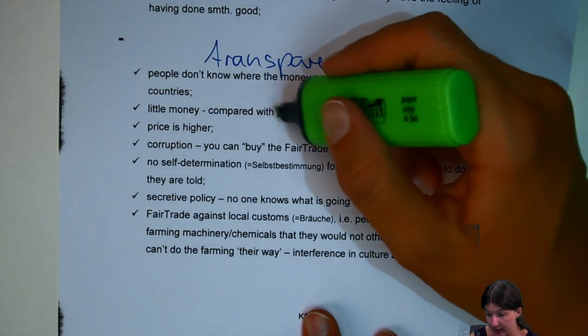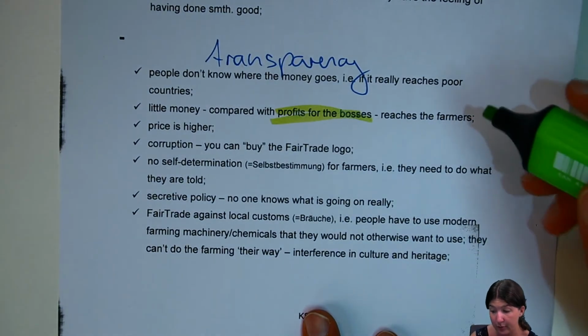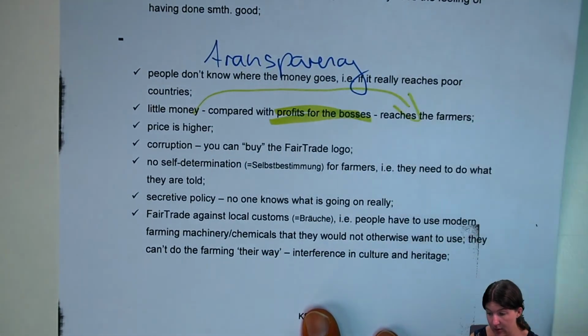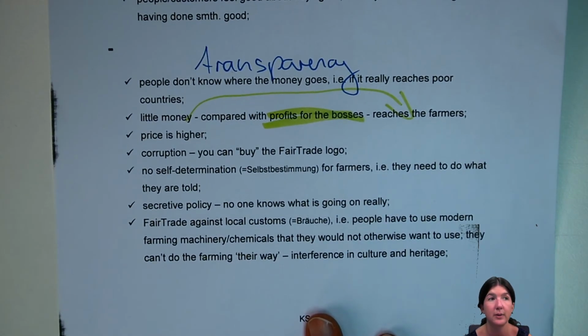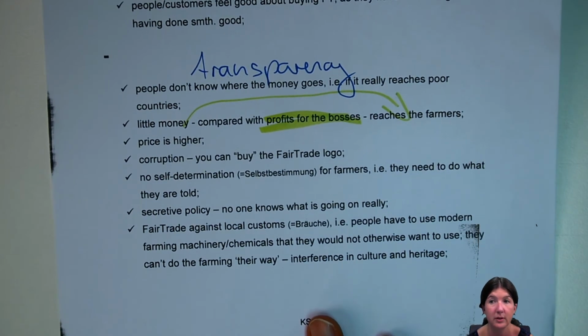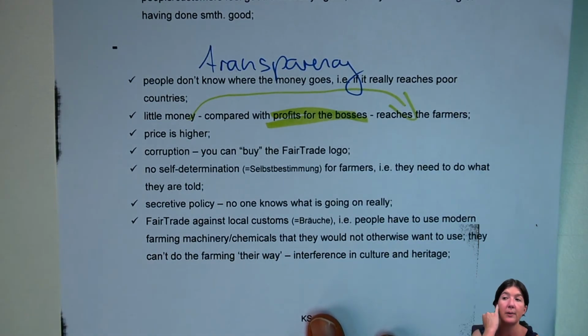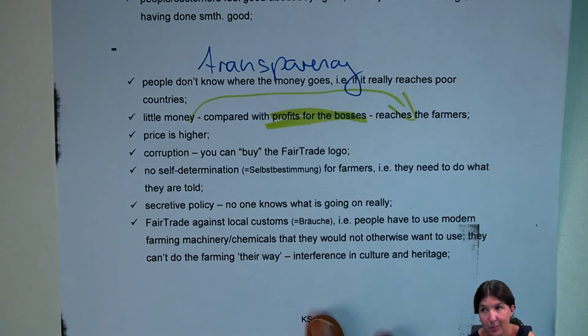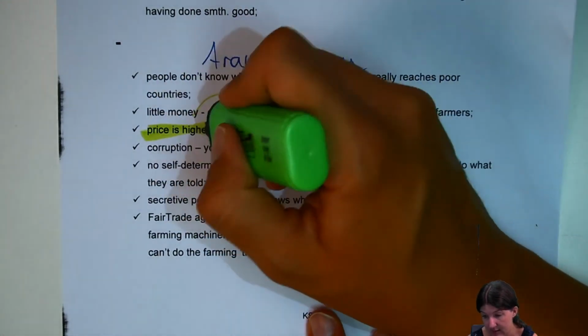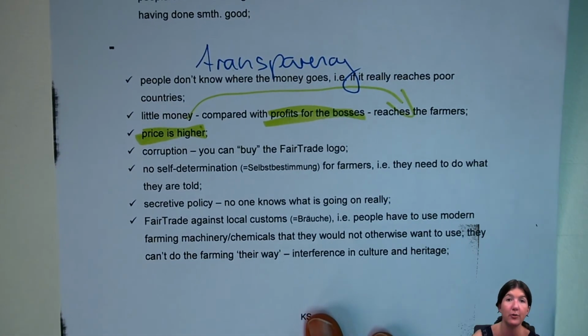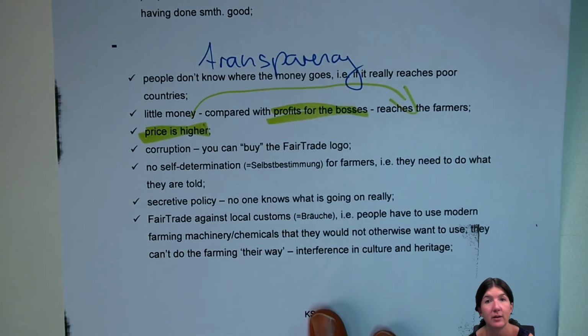Critics also say that the bosses make a lot of profit, but compared to these profits, only very little money goes to the farmers, actually. So the point of fair trade was to help the farmers, but then there are also bosses involved. There's also a whole system in the background that basically, again, exploits the farmers and helps to enrich the bosses, but not the farmers. Prices are higher. That's what a lot of people answer when asked if they ever buy fair trade products, if they say no because they think that the prices are higher.